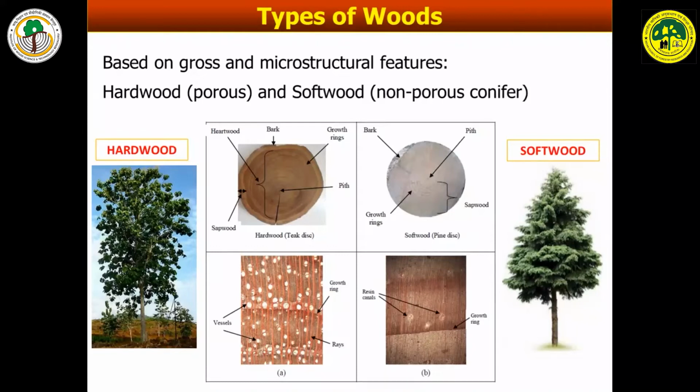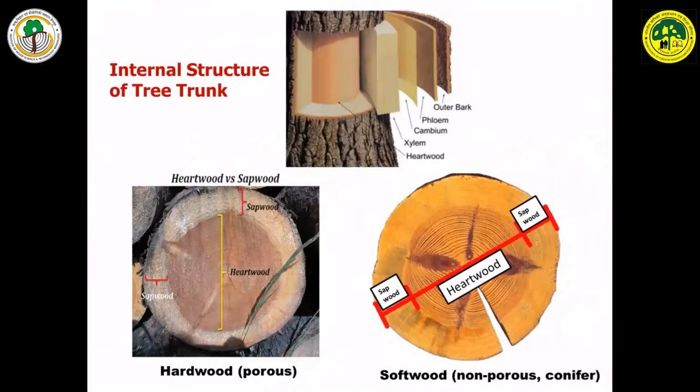Here in softwoods, the pores are absent. There are no pores, and the tree shape is also slightly different. It's a kind of conical shape, whereas the hardwoods are spherical in shape. And here the discs of these two types of woods have also been shown, so we can see the difference between the hardwood and softwood.